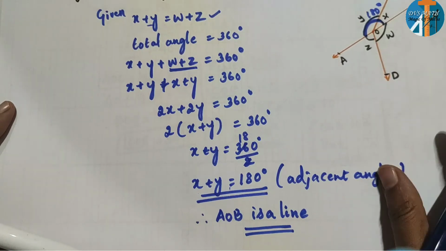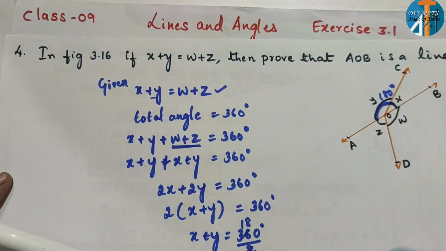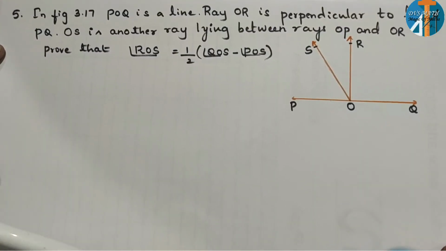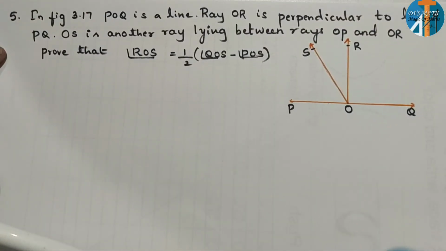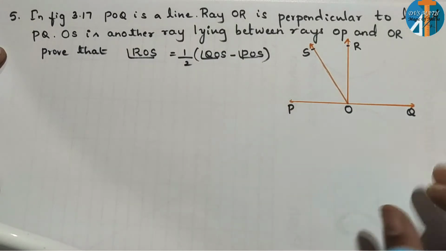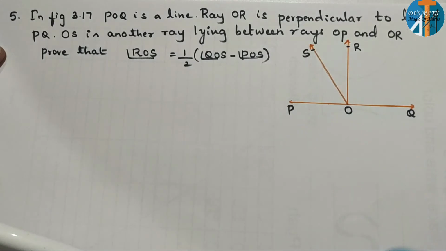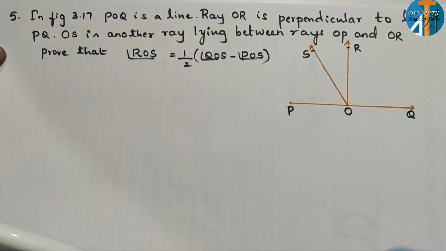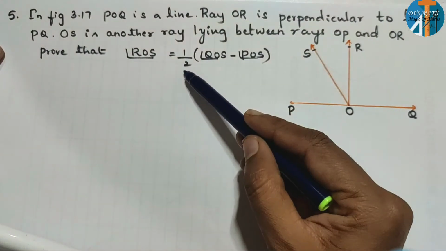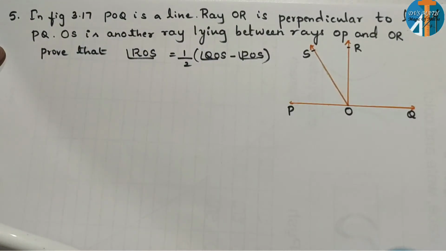So this is about question number 4 in exercise 3.1. Question number 5 in exercise 3.1. In figure 3.17, that means this is the figure. POQ is a line. Okay, here they said that POQ is a line. That means the angle is, yes, 180 degree. Ray OR is perpendicular to line PQ. OS is another ray lying between OP and OR. Prove that angle ROS is equal to half of angle QOS minus angle POS.